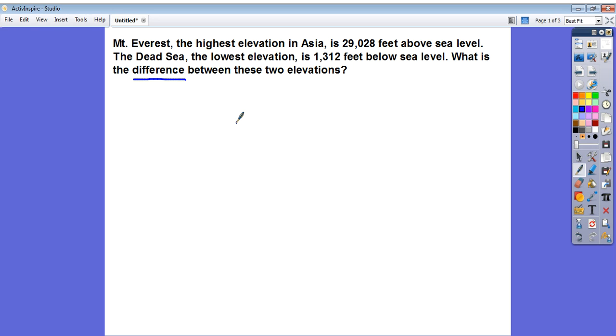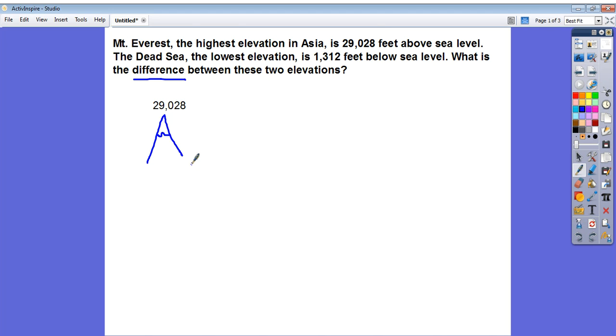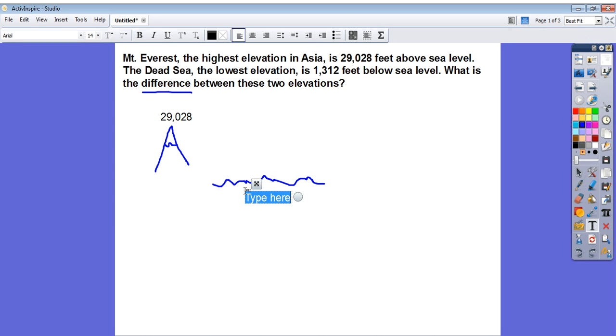But it says that Mount Everest, the highest elevation in Asia, this mountain, is 29,028 feet above sea level. And then the Dead Sea, this sea, look at those waves, that's beautiful, is 1,312 feet below sea level. Remember yesterday we talked about how sea level is represented by the number 0, so below sea level would be negative. What is the difference between these two elevations means we're going to subtract.